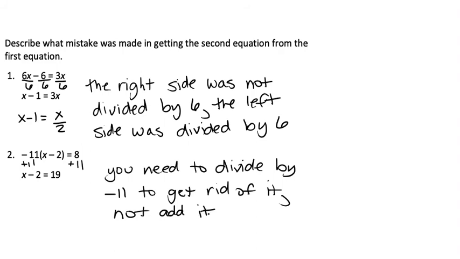So when we have something that is multiplied by something else, even if that thing is negative, to get rid of it, we need to divide, not add.